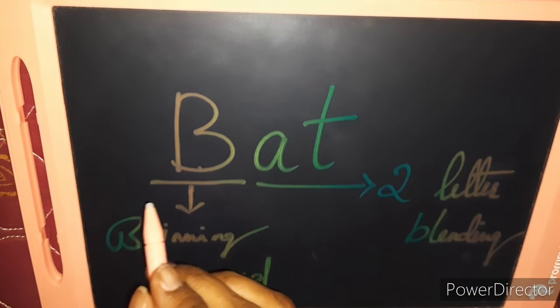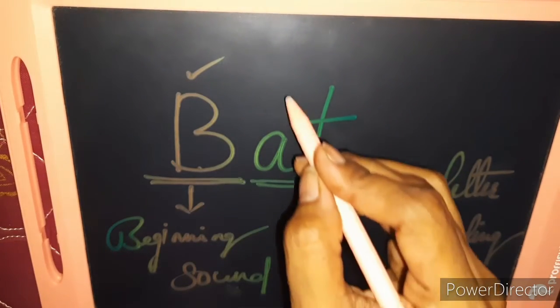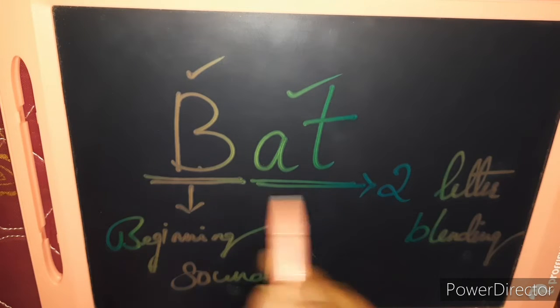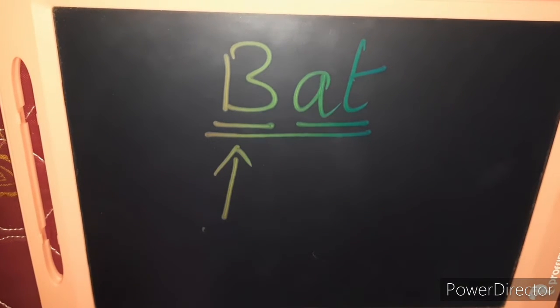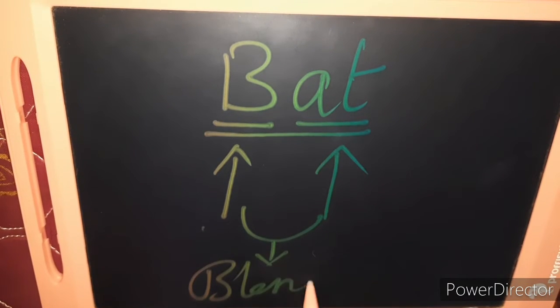The beginning sound here is B. The last two letters here make at. B, at, bat. Kids will read the beginning sound first, then they will read the two letter word. Finally, they will blend the two sounds as a single word.